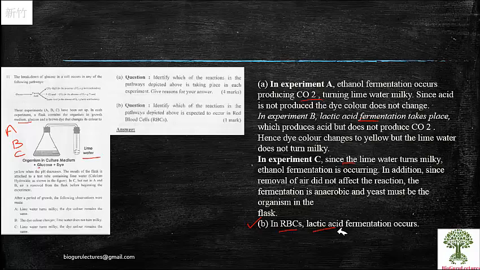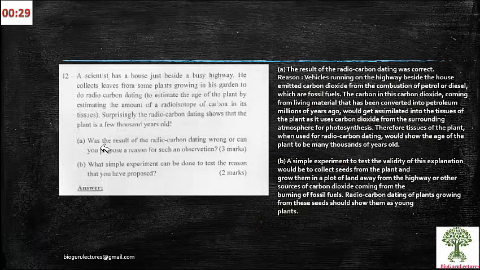Let's move to the next question. A scientist has a house just beside a highway. It is one more interesting question where a scientist tried to calculate the age of a leaf by carbon dating. When he tried radiocarbon dating, he found the freshly fallen leaves showing a large age difference. It is due to the highway having a lot of vehicles going here and there, so that could be the reason why fossil fuels made a layer of unburnt carbon over the leaves.